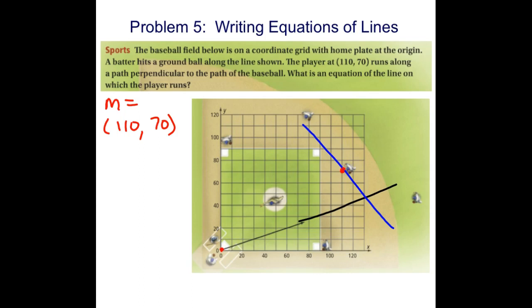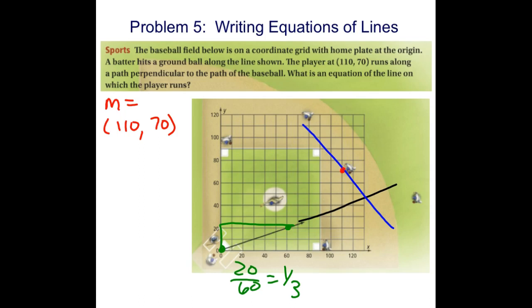So what I would do is count out the slope of this baseball. The baseball starts at home plate and then it's going to come, and I see a nice crosshair right there. So I look at that slope. That's going to be up 20 and over 60. I simplify that and I get 1/3. So that's the slope of the baseball, but I want the slope of the runner, the player who's in the outfield out there.